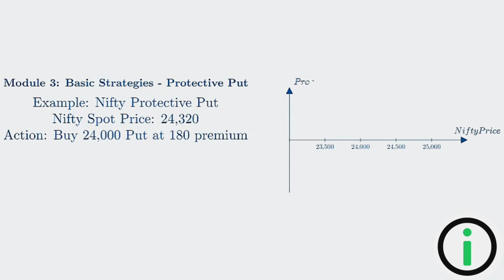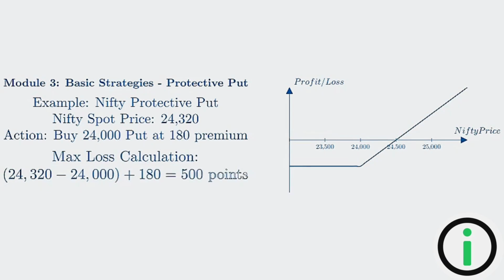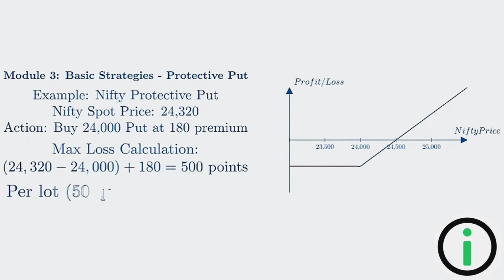Let's look at the payoff diagram. The flat line on the left represents your floor, while the rising line on the right shows your capped but participating upside. Your deductible is the distance between the current price and your strike, which is 320 points, plus the 180 points you paid for the option. This means the absolute most you can lose is 500 points, even if Nifty crashes to zero. Per lot of 50, that is 25,000 rupees.